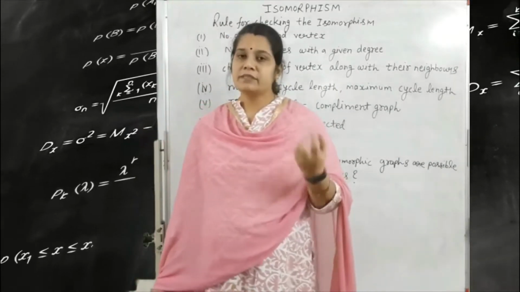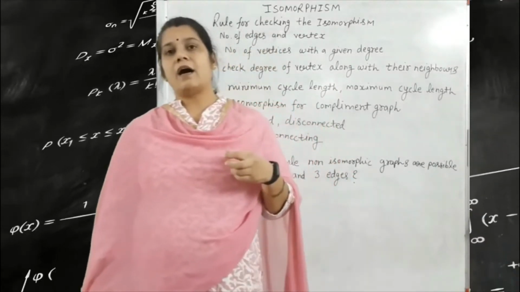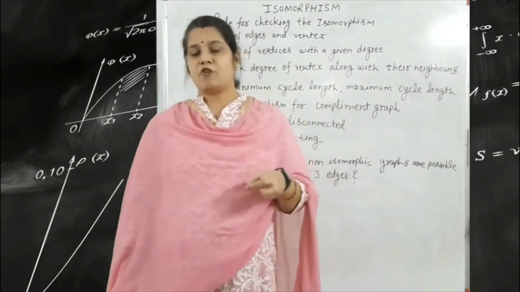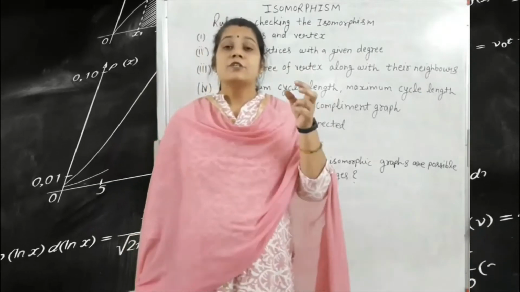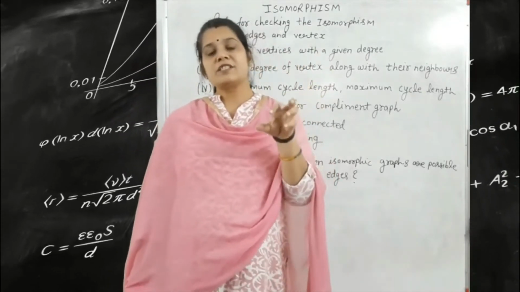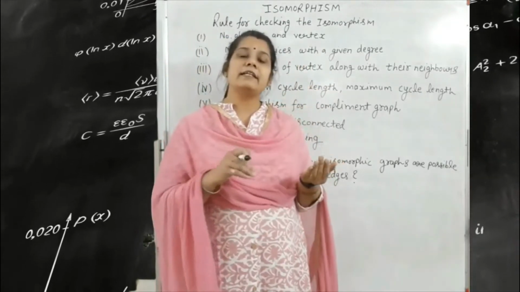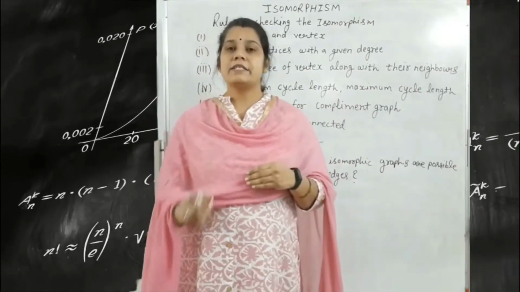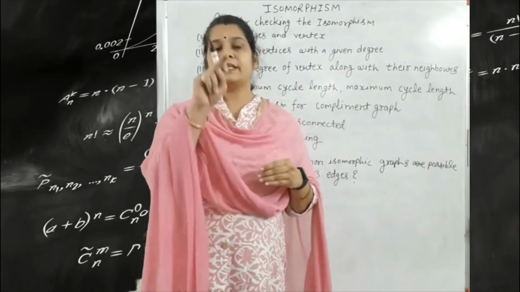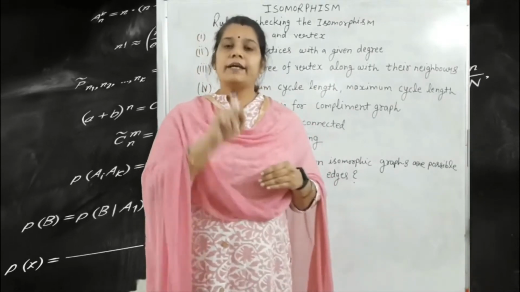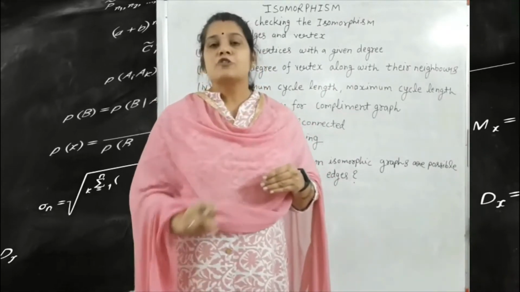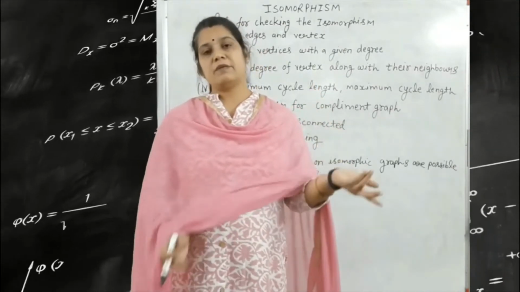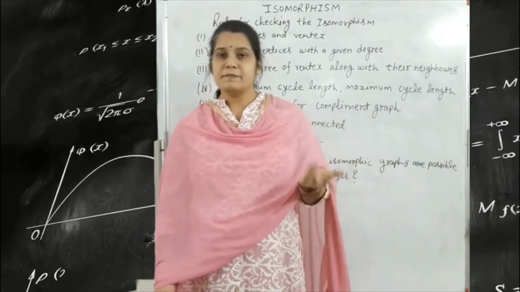Next one is the minimum cycle length and the maximum cycle length. That means sometimes we are given a closed path in the graph. I will continue this topic, closed path, in our next lecture. In the closed path, first you check the minimum cycle length. For example, we are given the vertices A, B, C, D. The minimum length cycle could be A, B, C, A, or A, B, C, D, A. So you check in both the graphs the number of cycles, and the minimum and maximum cycle length.